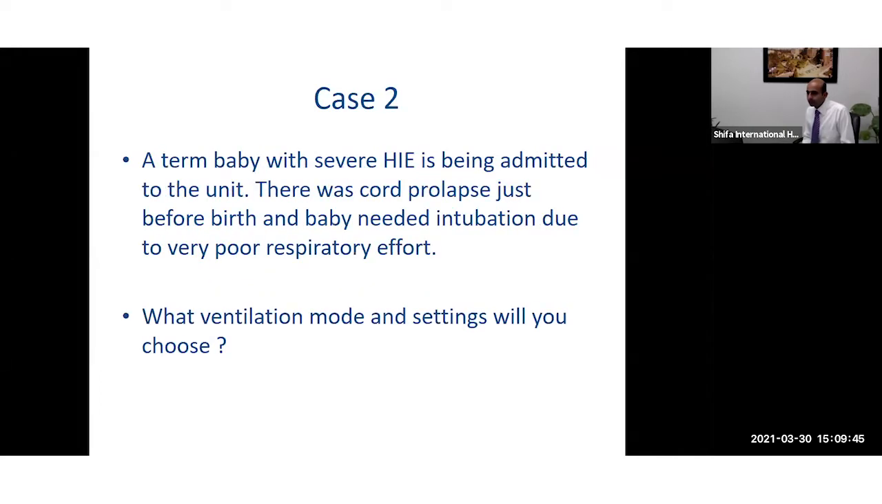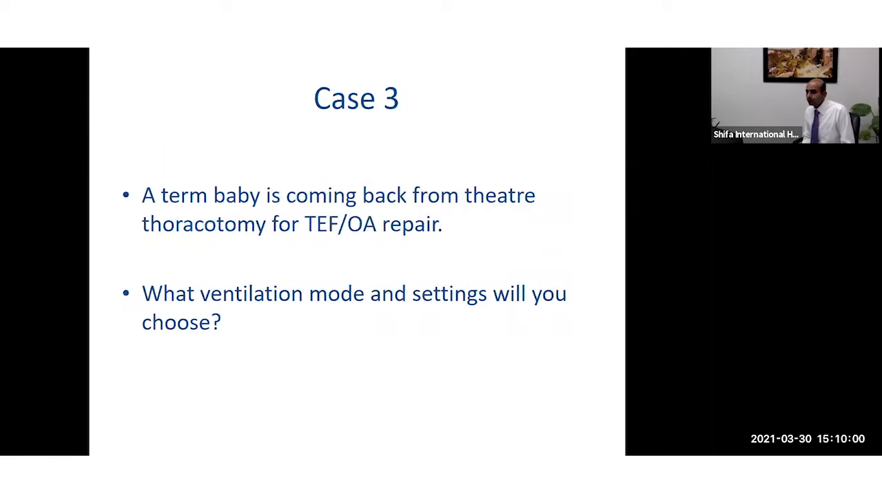The second case is a term baby with severe HIE due to a cord prolapse at the time of birth. The baby needed intubation due to very poor respiratory effort. After admission to the NICU, what ventilation settings you will choose and what ventilation mode you will use. And the third case is a term baby who's coming back from theater after repair for tracheoesophageal fistula and esophageal atresia. What ventilation mode and settings will you choose? So these are the three cases which we will discuss at the end of the session.